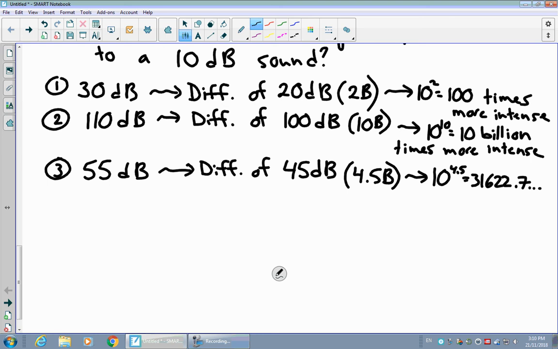So that's how many times more intense the sound would be in this case. About just under 32,000 times more intense. Because again, 10 to the power of 4 would be 10,000, and 10 to the power of 5 would be 100,000. So we got something that's kind of in between 10,000 and 100,000. Not exactly in between, but somewhere in between. And it works out to about 31.6 thousand times more intense.